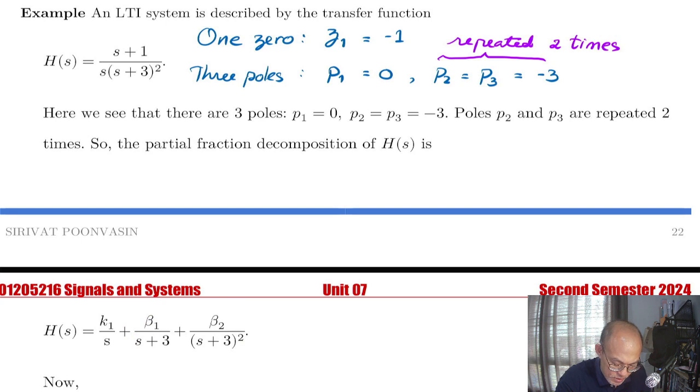And the denominator of the first term is s plus 3. That corresponds to s plus 3 here. And the second term is (s plus 3) squared. Because we have two repetitions, we end here at 2. Now the rest of the task is to find the values k1, beta 1, and beta 2. We need to find k1, beta 1, and beta 2.